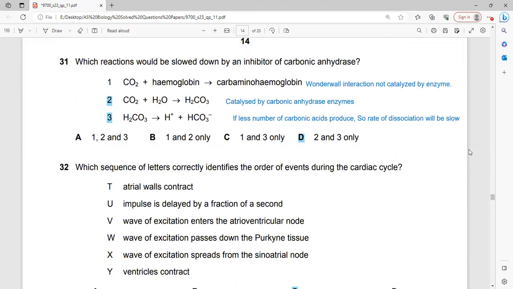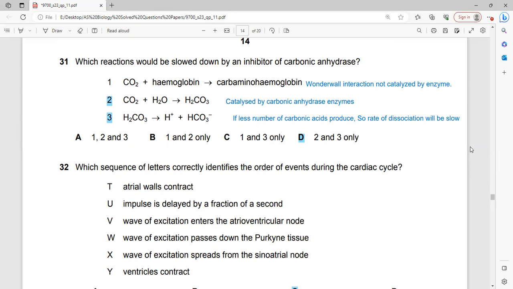Question 31, which reactions would be slowed down by the inhibitor of carbonic anhydrase? So we're going to see which reactions carbonic anhydrase is directly involved in. For example, carbon dioxide reacts with hemoglobin and produces carbaminohemoglobin. It's kind of a van der Waals force in which the enzyme is not involved. Second, the carbon dioxide reacts with the water and produces hydrogen carbonate. So this reaction is catalyzed by carbonic anhydrase enzyme.